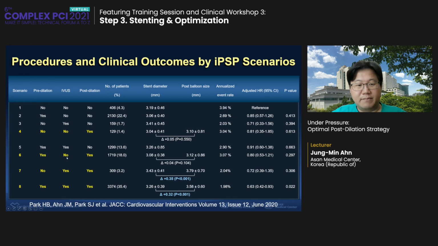Another case is the same. Look at no IVUS, no imaging guidance, with post-dilatation. The post-dilatation balloon size is very small. But look at IVUS and post-dilatation: the post-dilatation size is significantly larger than the stent diameters, so it is associated with a lower risk of the primary endpoint.